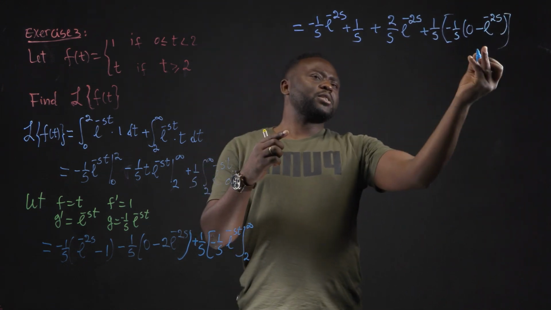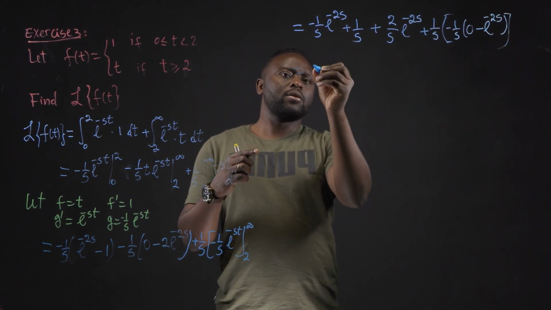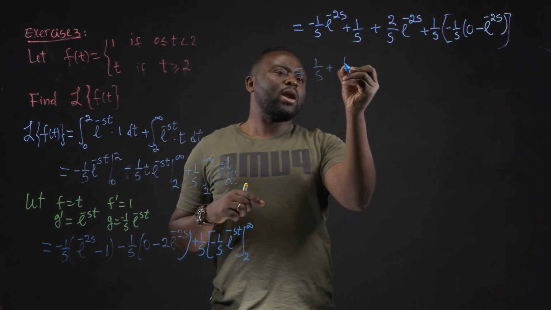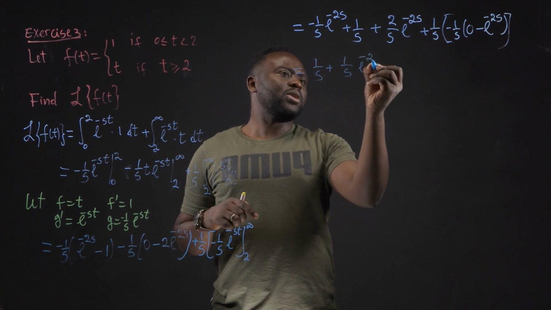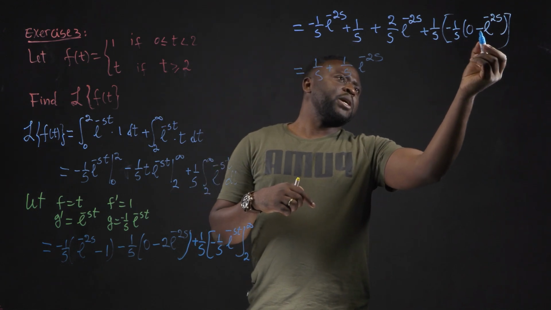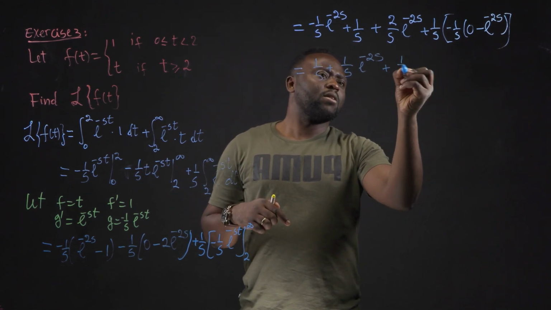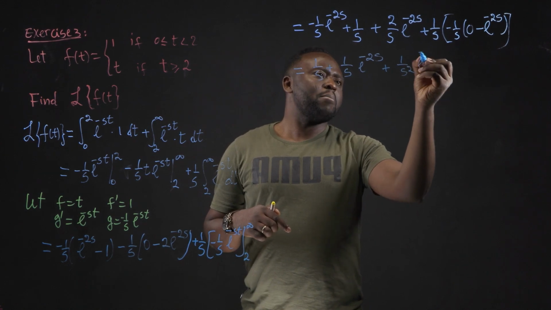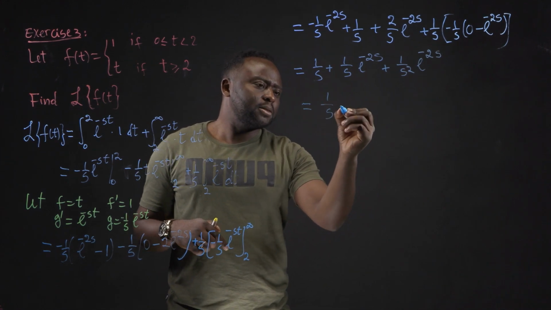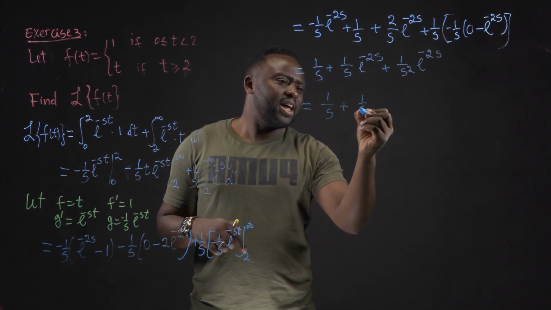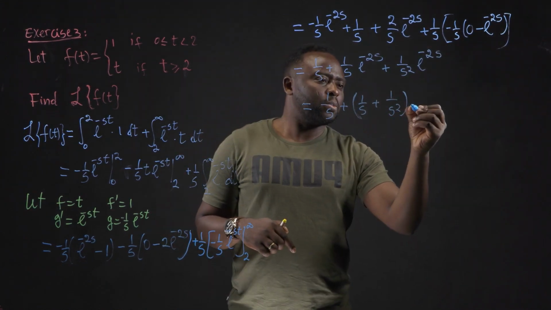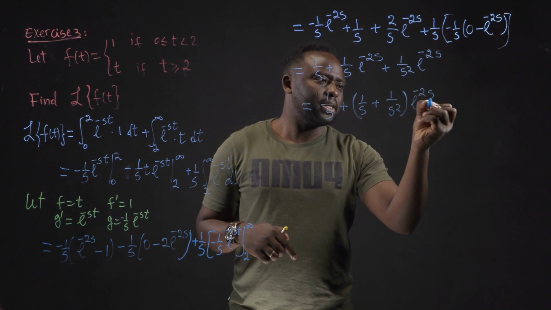Right, we expand this. We start with 1 over s. This and this is just plus 1 over s times e to the power minus 2s. And the last part, the negative sign multiplied by this becomes positive. So this is 1 over s squared times e to the power minus 2s. Okay. Finally, we have 1 over s plus 1 over s plus 1 over s squared, all this multiplied by e to the power minus 2s.